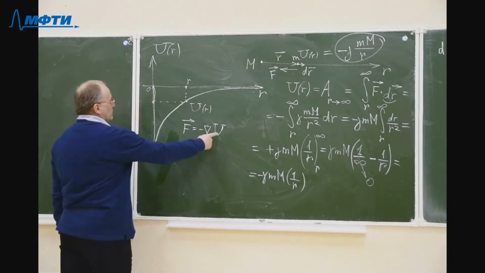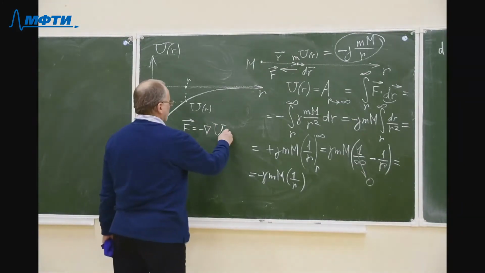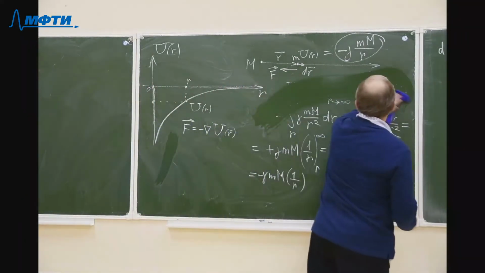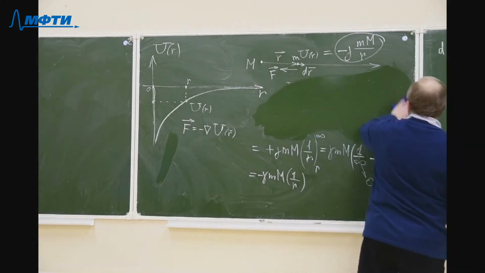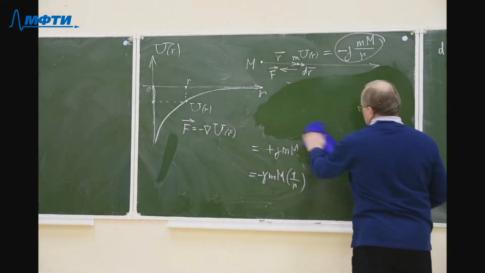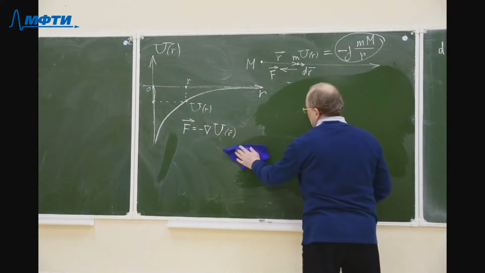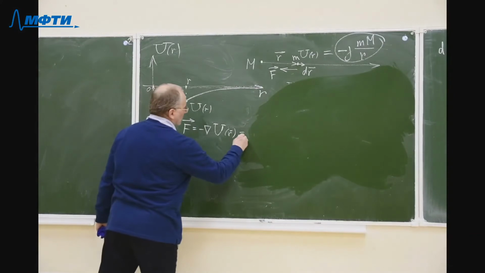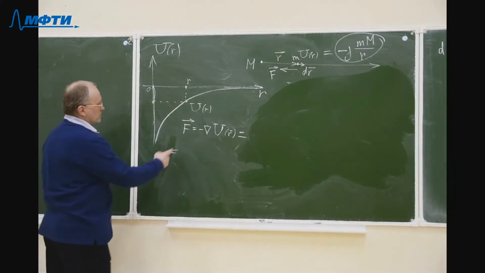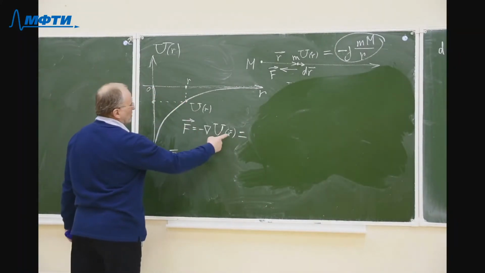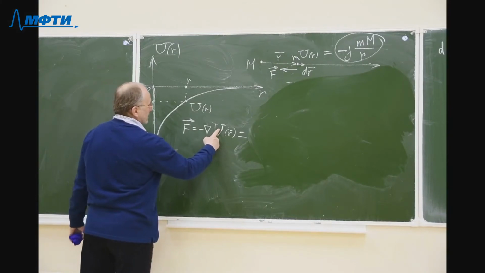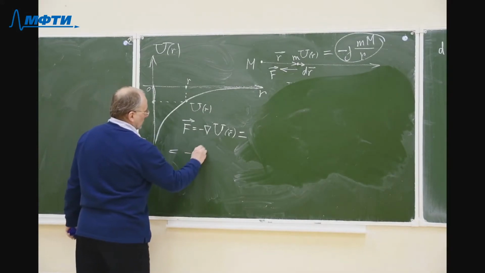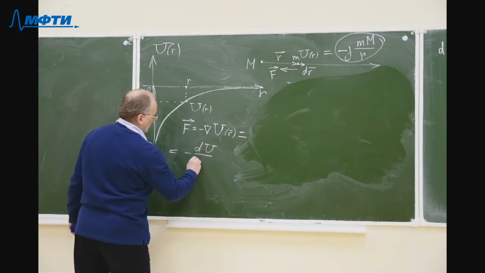energy. The vector of force can be calculated if you know the potential energy. Do we know the force? Yes, we know. It's Newton's law of universal gravity. But it would be a good exercise to calculate it using this formula. So this formula, when U is a function of only one variable, will give you dU by dr.